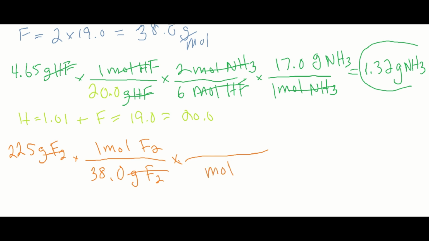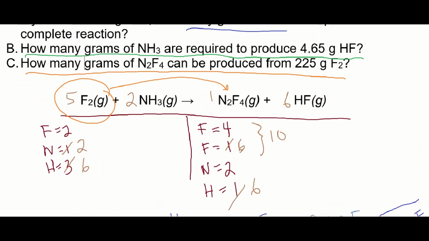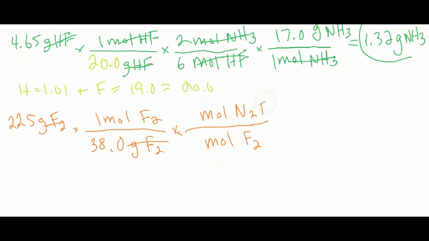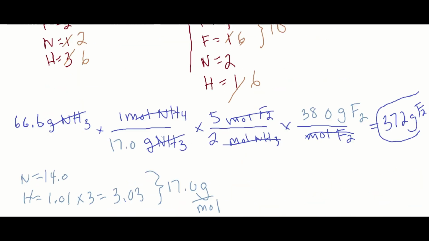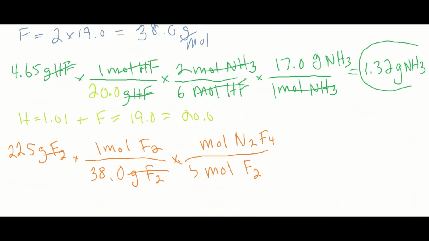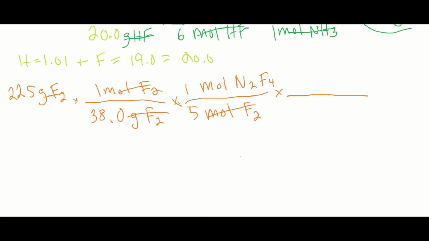Moles of fluorine has to go down here. And I think it was moles of dinitrogen tetrafluoride, was it? Yeah. Okay, what was it? 1 to 5 ratio, mole ratio. Cancel, cancel. Oh boy, I should have known they were going to do this. All right, not too bad. Not too bad. Here we go.